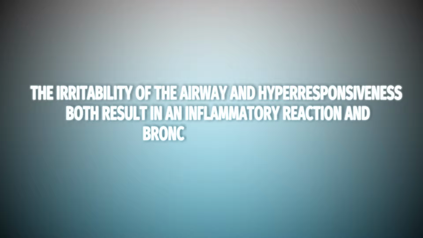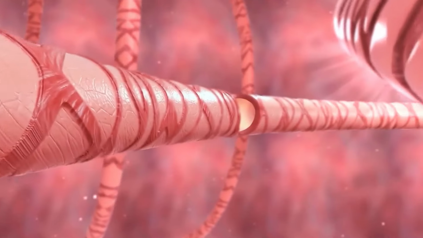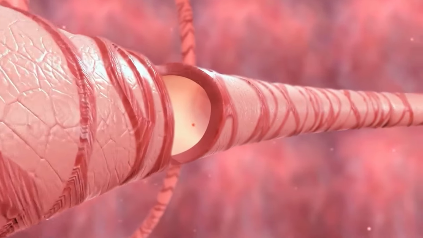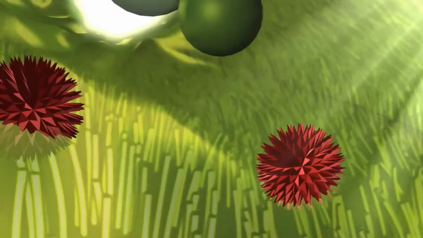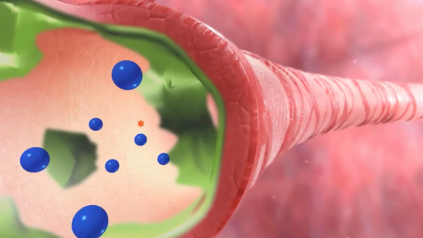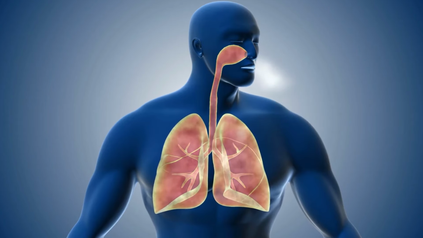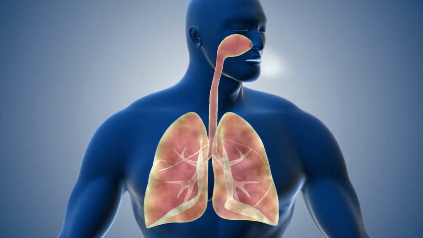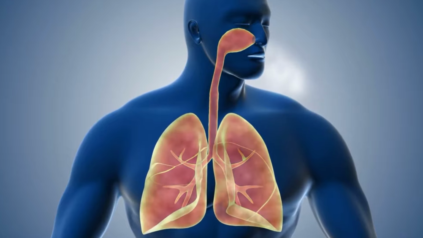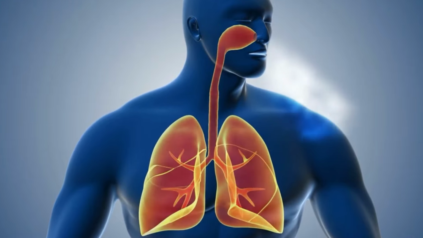Additionally, the irritability of the airway and hyperresponsiveness both result in an inflammatory reaction and bronchoconstriction. The inflammation may lead to air trapping in the lungs, also known as hyperinflation, and retention of carbon dioxide. The obstruction of the airway and retention of carbon dioxide may eventually lead to respiratory acidosis. During an acute asthma exacerbation, patients may experience status asthmaticus, a respiratory arrest which is a life-threatening medical emergency that occurs when an asthma attack does not respond to standard treatment.